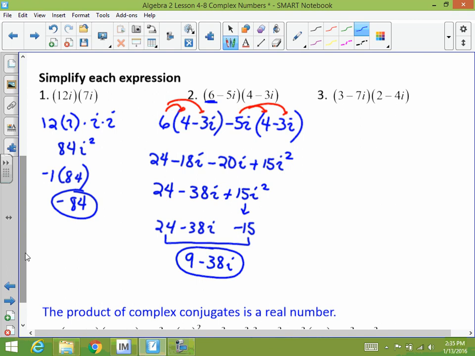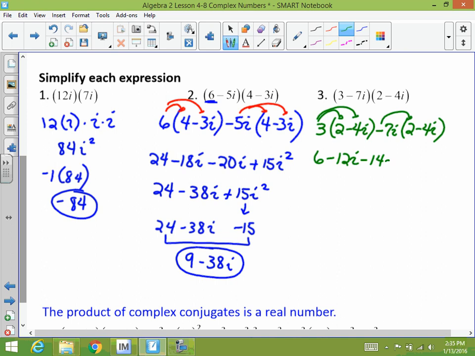Number 3. Again, I'll need to distribute. I'll use a different color. So it's going to be 3 times parentheses 2 minus 4i, minus 7i times parentheses 2 minus 4i. So 3 times 2 is 6. 3 times negative 4i is negative 12i. Negative 7i times 2 is negative 14i. And negative 7i times negative 4i is positive 28i squared.